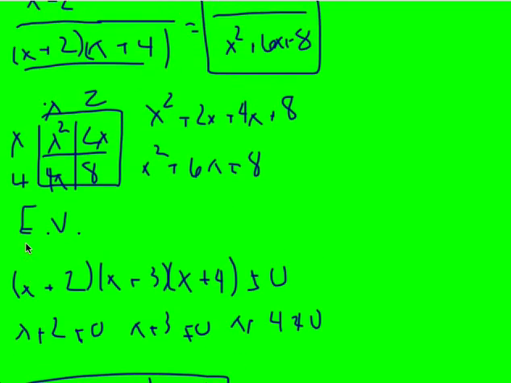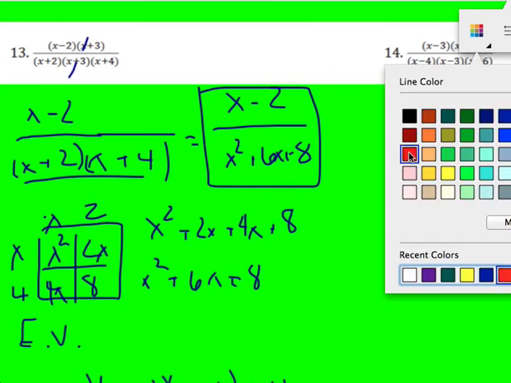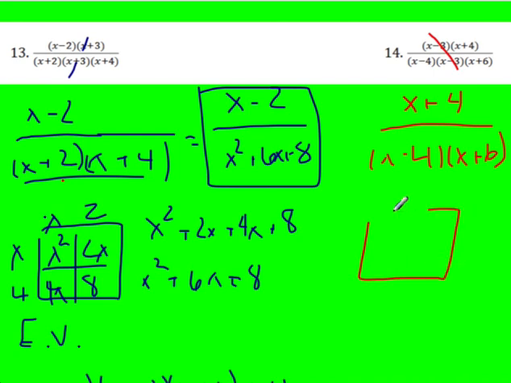Let's take a look at number 14. So for number 14, again, we want to get rid of our overlapping factors. So I'm going to get rid of x minus 3. So I have x plus 4 left over on top divided by x minus 4, x plus 6. Now before I can call this fully simplified, I have to multiply out that bottom. So I'm multiplying x minus 4 and x plus 6.